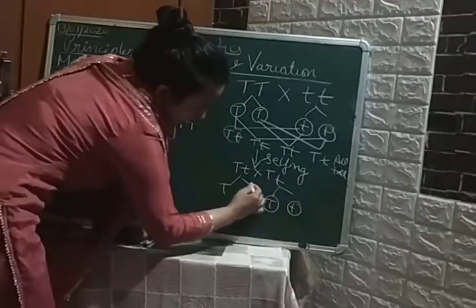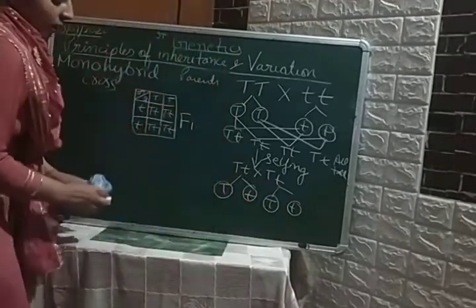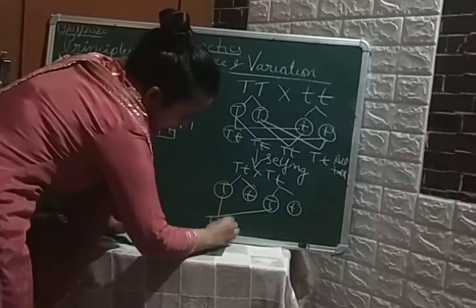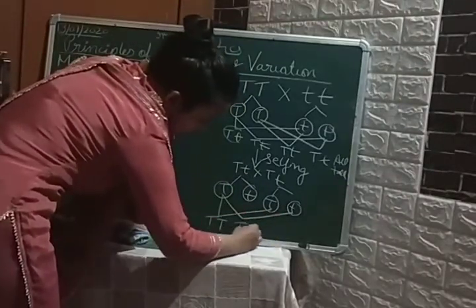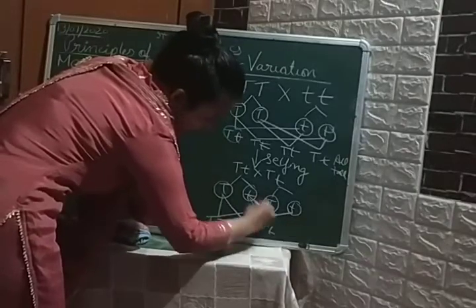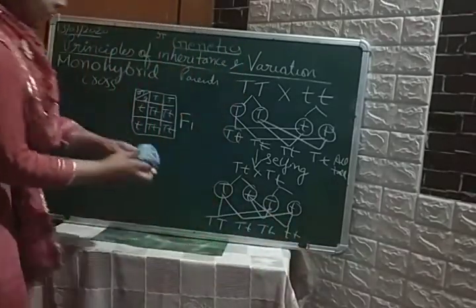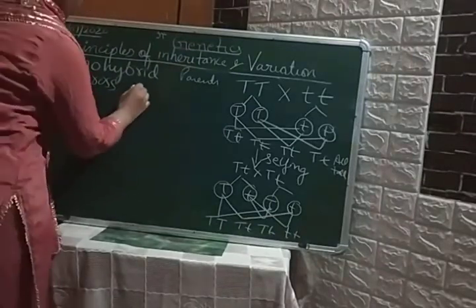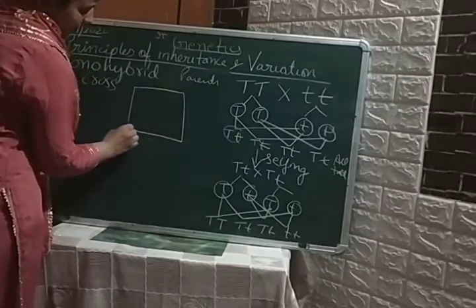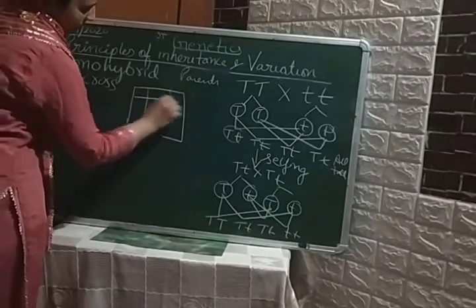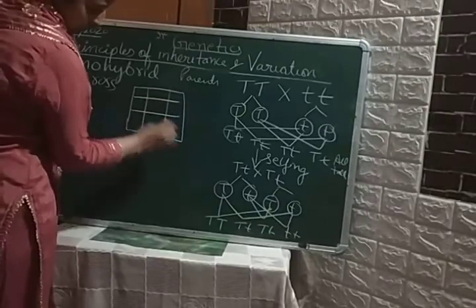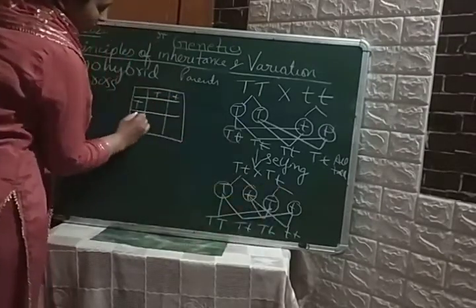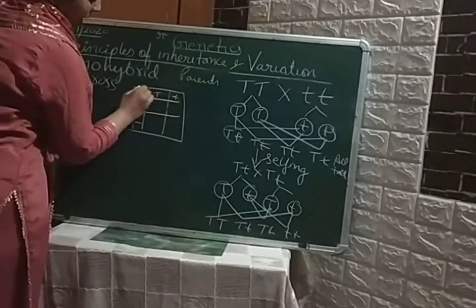These are what? These are gametes. Okay. Now I can write like this also: capital T capital T, capital T small t, capital T small t, small t small t. But if it is difficult for you in this way, again you can draw a Punnett square for the same. How to draw? Like this. Okay. Here capital T, small t. Okay. Here also capital T, small t. Okay. Here male and female.